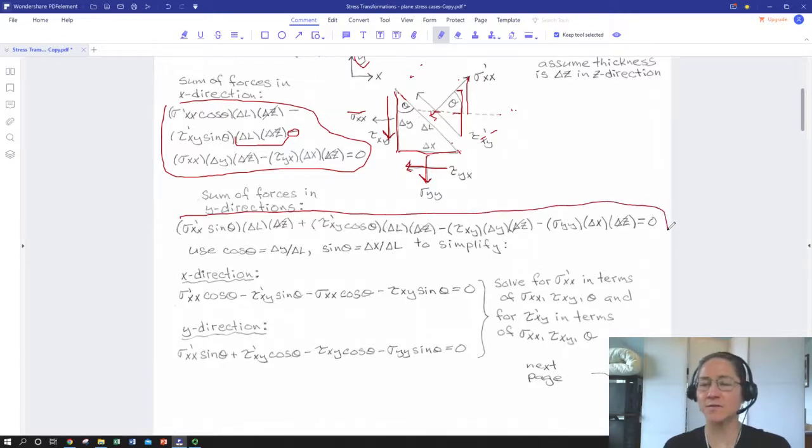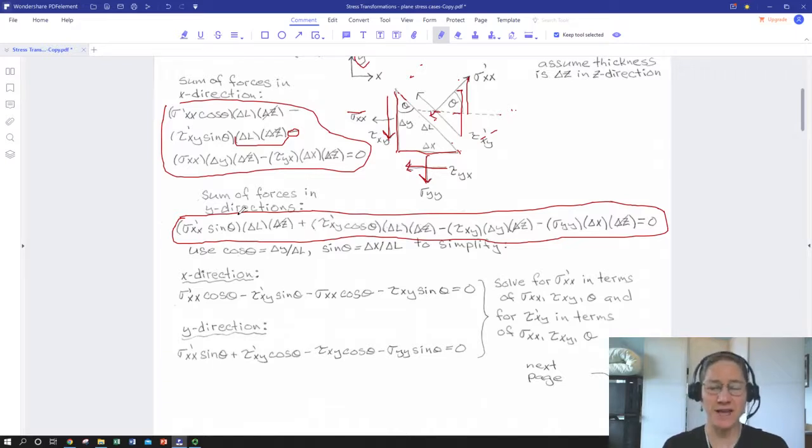So far we've just applied principles of statics. The only thing that is different is we've used a stress times an area instead of a given force. Okay, now from here on out, all we're going to do is apply some algebra and a little bit of right angle trig.